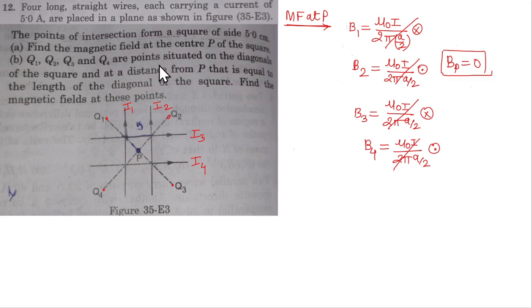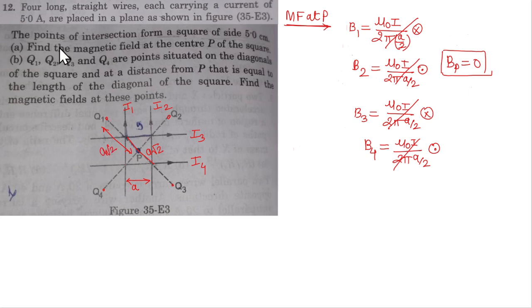They are situated on the diagonals of the square at a distance from P equal to the length of the diagonal. If we consider the side of this square as A, then this diagonal will have length A root 2. You know very well what is the length of the diagonal of a square. It is A root 2. So from P to Q1, the distance is again A root 2, as given in the question.